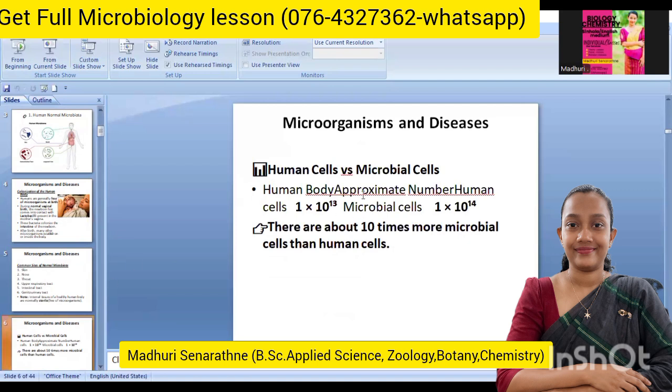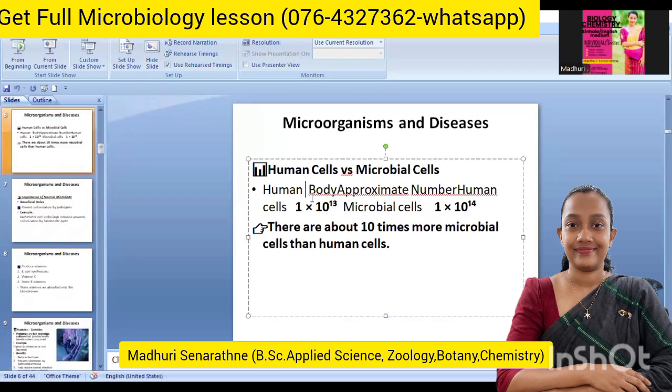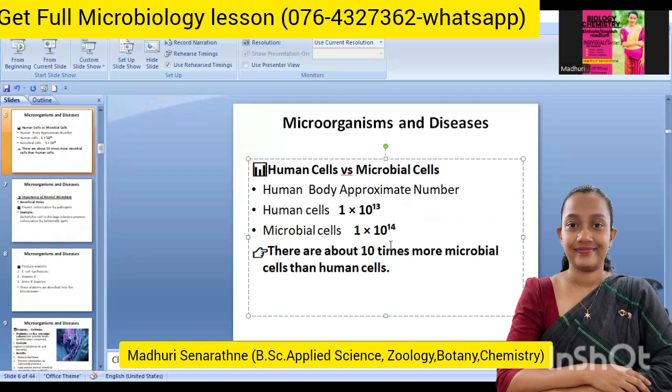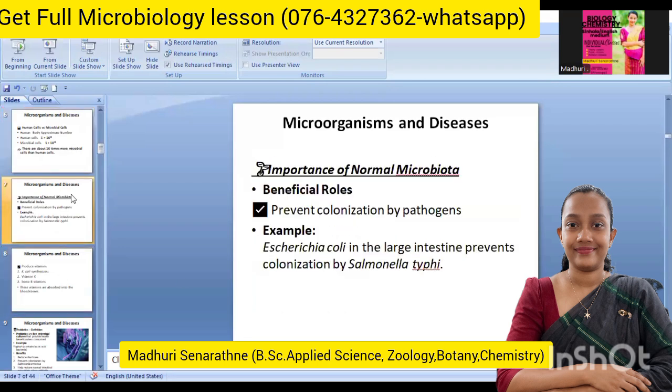So what about the importance of normal microbiota? The human body contains an enormous microbial population. According to the data, the number of human body cells is about 1 into 10 to the power 13. Microbial cells, 1 into 10 to the power 14. These are about 10 times more microbial cells than human cells. The majority of these microorganisms are harmless or beneficial.